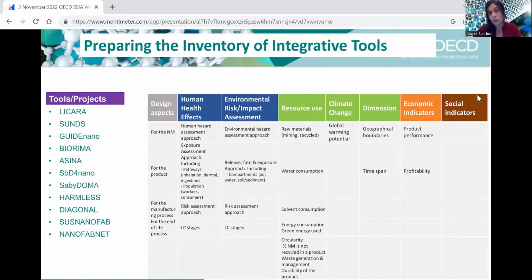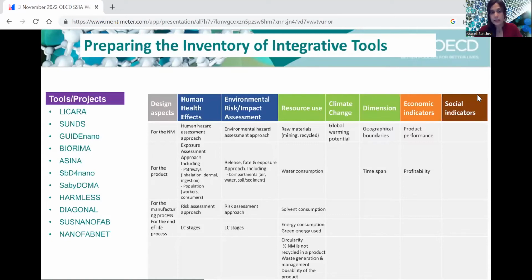Similarly, we do the same for the environmental risk assessment. And then in relation to the sustainability, we will explain aspects related to the resource use, climate change, and the dimension, and also the economic and social indicators that the tools include. This list is still in progress. This is work in progress, and possibly there will be more aspects that will be explained in the different tools.